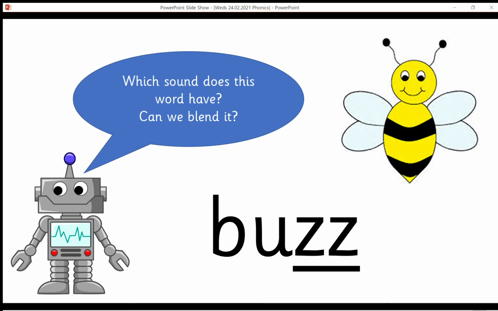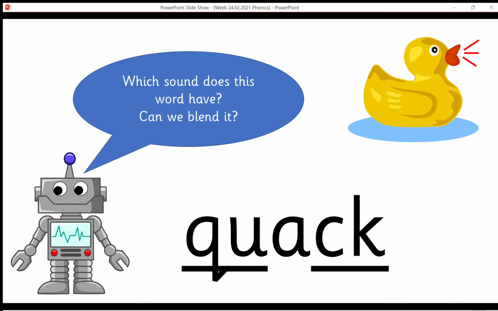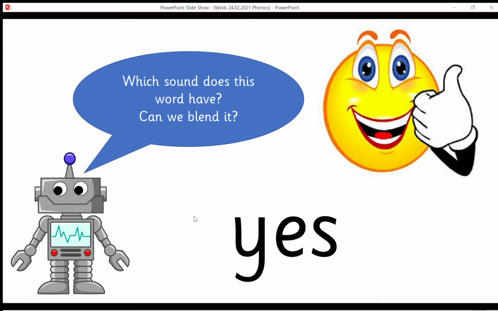And my turn. Buzz. Which sound does this word have? Yeah, excellent. It has digraph z. Well done. Okay, the next one. Your turn to blend. And my turn. Quack. What sound does this word have? Yeah, that's it. It has the qu sound, doesn't it? Good job. Okay, your turn to blend.